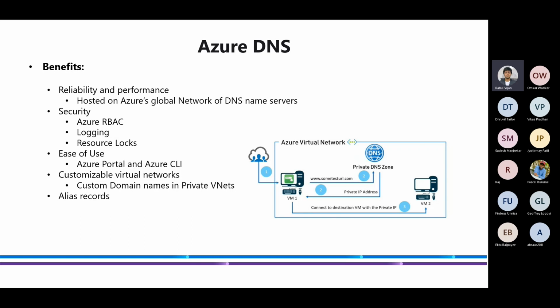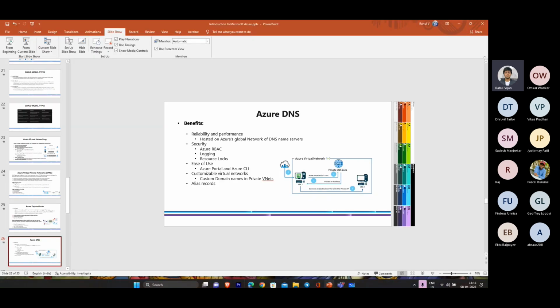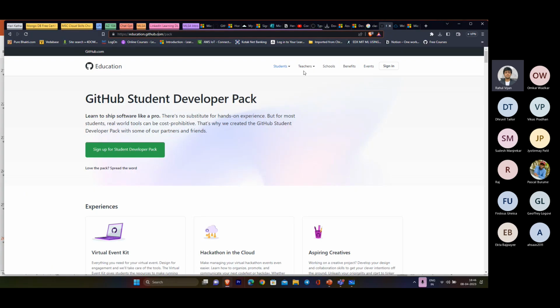Then there are alias records. Again, you can connect to different services, and services have different types of alias records that they want the domain name service to use. For example, when I was using my own domain name, which I got from the GitHub Student Developer Pack, that is a .tech domain, rahulvision.tech.